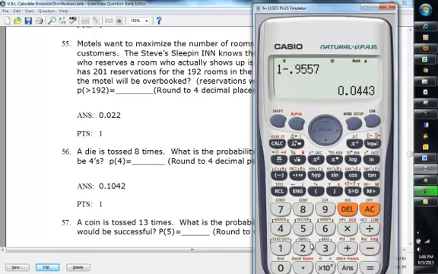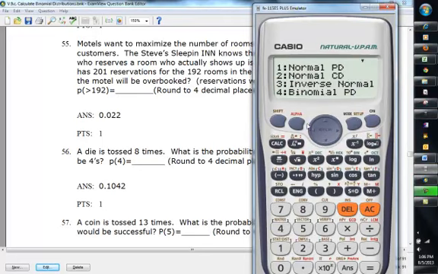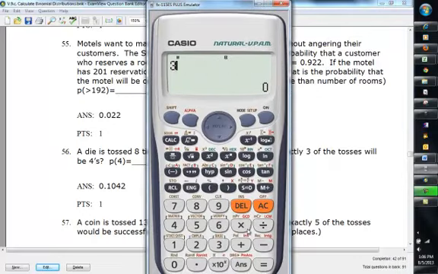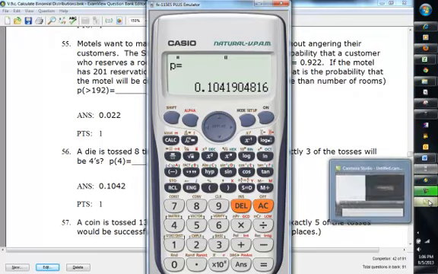Since it says exactly, we've got a probability distribution, and it's binomial point because it's exactly a certain number. Okay, and what is that number? Exactly 3 out of 8, and the probability is 1/6 for any number, and so we get 0.1042. So this is section 5.9, calculating binomial distributions. Remember, binomial just means there are 2 choices.